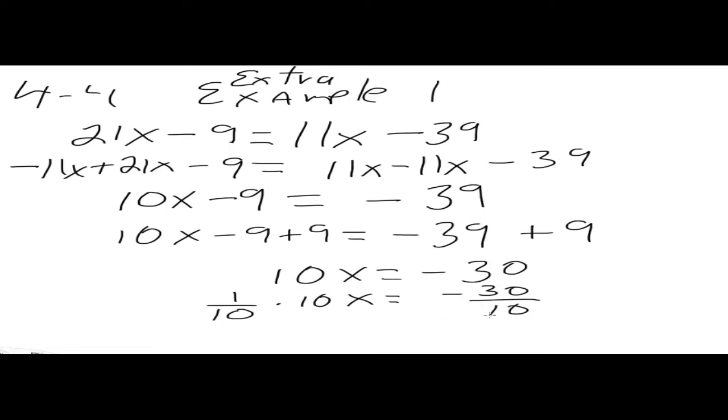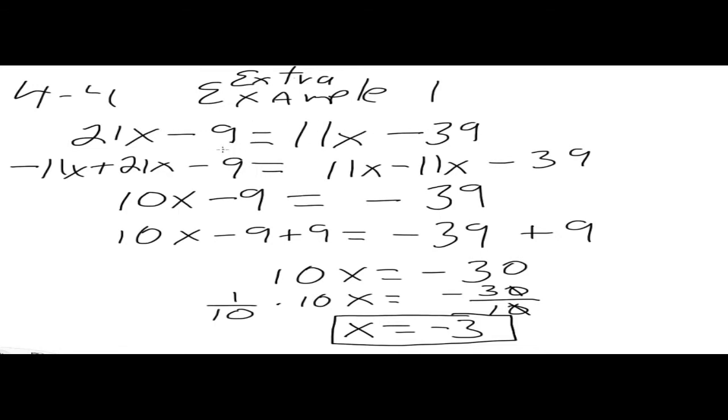1/10 times negative 30 is negative 30 over 10. This becomes our 1, so x equals, the zeros cancel out. I got negative 3 over 1, which is negative 3. This is our answer. I would check this by putting it back into the original equation and verifying that it works out to give me these two equations equal to each other.